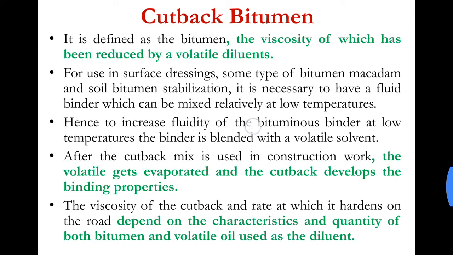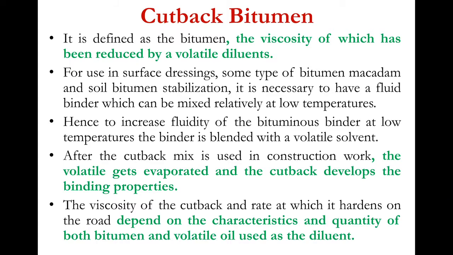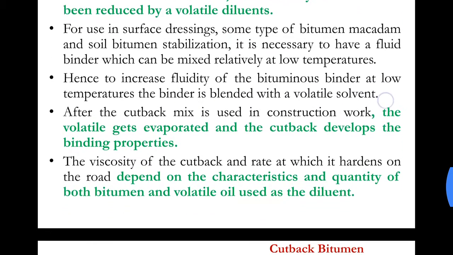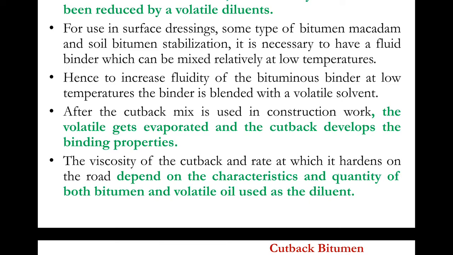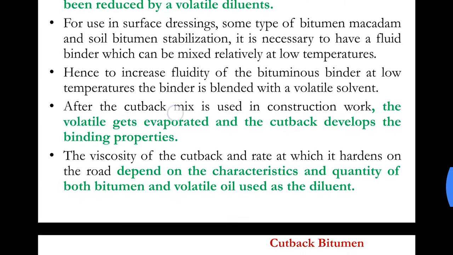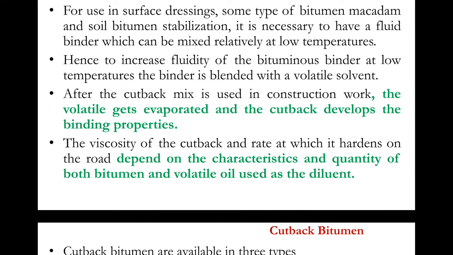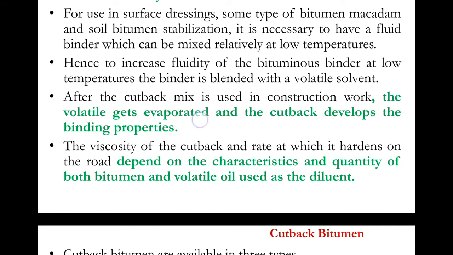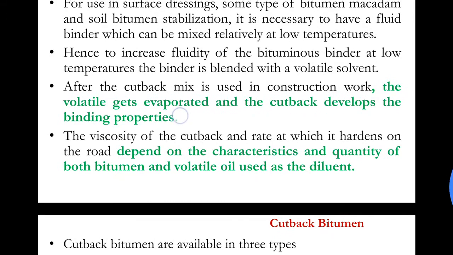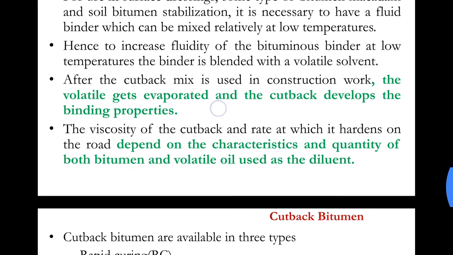Hence, to increase fluidity of the bituminous binder at low temperatures, the binder is blended with a volatile solvent. So we take a volatile solvent and we mix it with the bitumen in order to increase its fluidity. Now the property of the volatile diluents is that they will evaporate in some time, which will leave back only the bituminous product. After the cutback mix is used in construction work, the volatile liquid gets evaporated and the cutback develops the binding properties. So this is how this works.